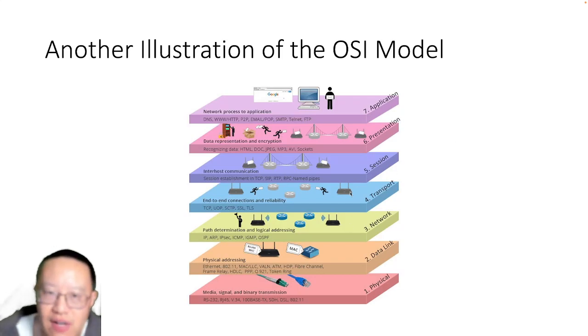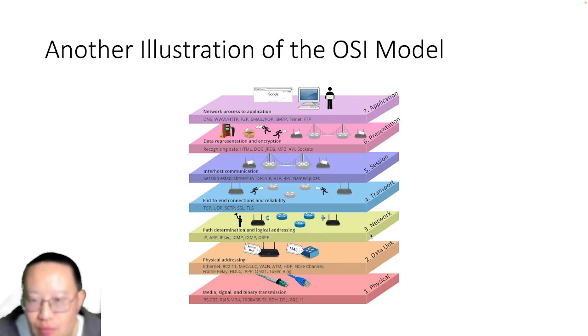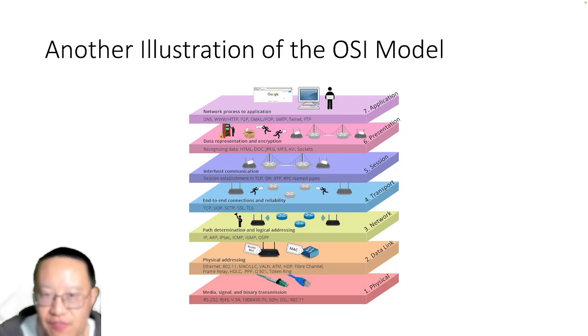Here's another illustration of the OSI model, and you can see the breakdown of what happens when you're doing things like going to Google or being on this Twitch stream. You can see the highest level of abstraction to the lowest level of abstraction, all the way down. Path determination and logical addressing is layer 3, but transport layer 4 is end-to-end connection and reliability. Without layer 4, it's good that you have a source and destination address, but where the hell do you go? Physical addressing, MAC address, is layer 2, and then the wires, air, silicon, bits are on the physical layer.